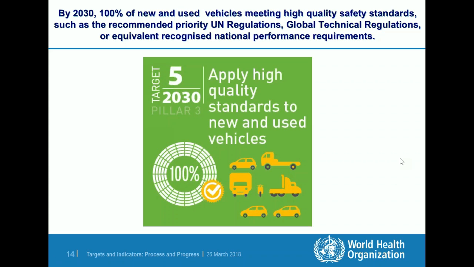The importance of this target applies not only to drivers and other occupants of motorized vehicles, but also to pedestrians and other road users as well, because more and more we are recognizing the importance of having, for example, bumpers on cars that are softer, so that if there is a collision involving a pedestrian, the impact on that pedestrian is less severe.